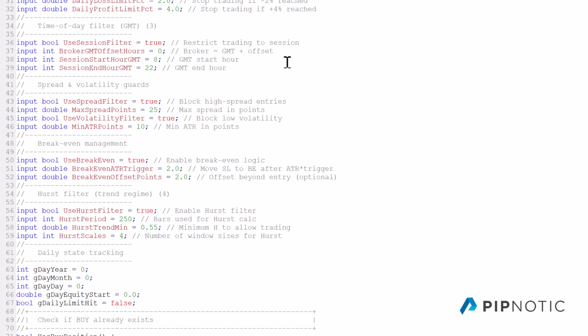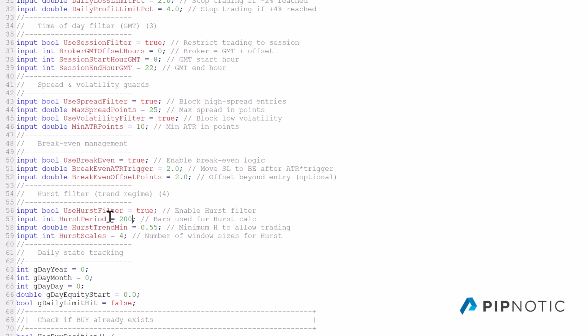Okay, and now we have our Hurst filter. So we're going to keep this enabled. It was disabled, I just enabled it. Hurst period, how much data do you want to use? You want to use maybe 250, let's do about 200. We'll start off with that. We're going to optimize all these parameters, so don't worry what that means.